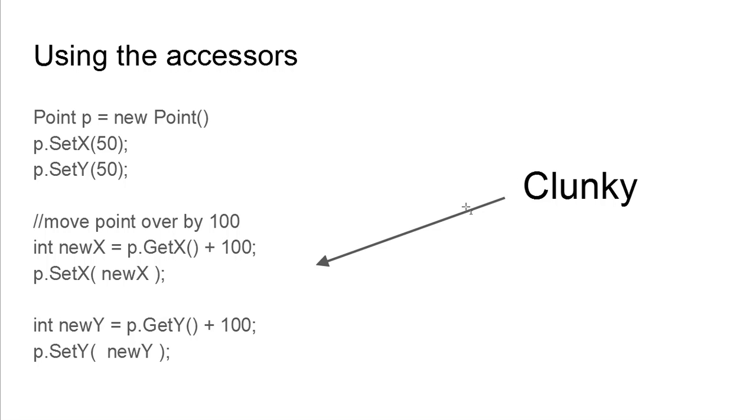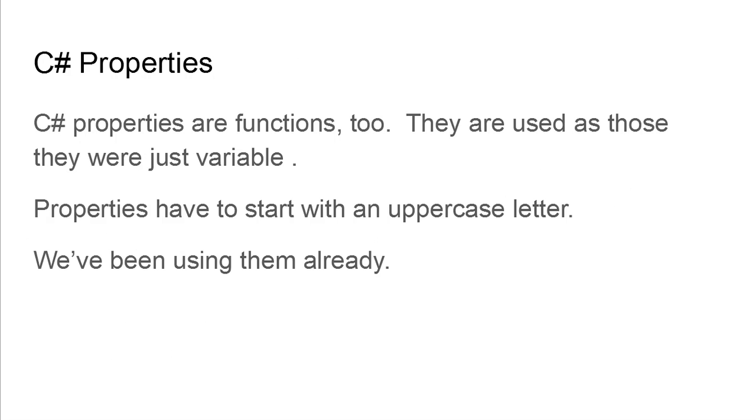So let's talk about properties now, because properties allow us to do the same thing, but the syntax is much, much cleaner. C# properties are functions too. They behave just like getters and setters, except the syntax is different. When we interact with a property, we interact with it as though it was a variable, and the syntax for that is much cleaner than making a function call.